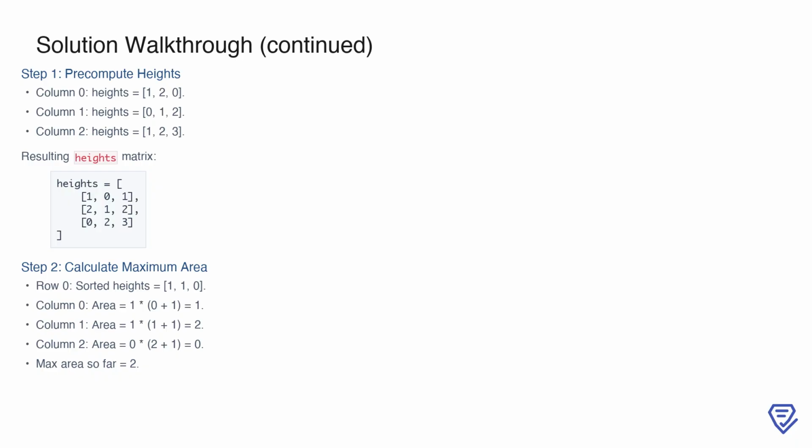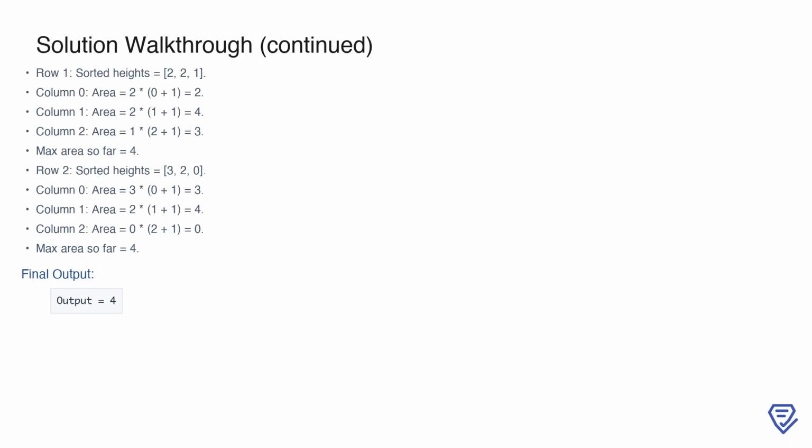For row 0, the sorted heights are 1, 1, 0. The areas for the columns are 1, 2, and 0 respectively, with the maximum area for this row being 2. For row 1, the sorted heights are 2, 2, 1. The area calculations give 2 for column 0, 4 for column 1, and 3 for column 2, resulting in a maximum area of 4 for this row.